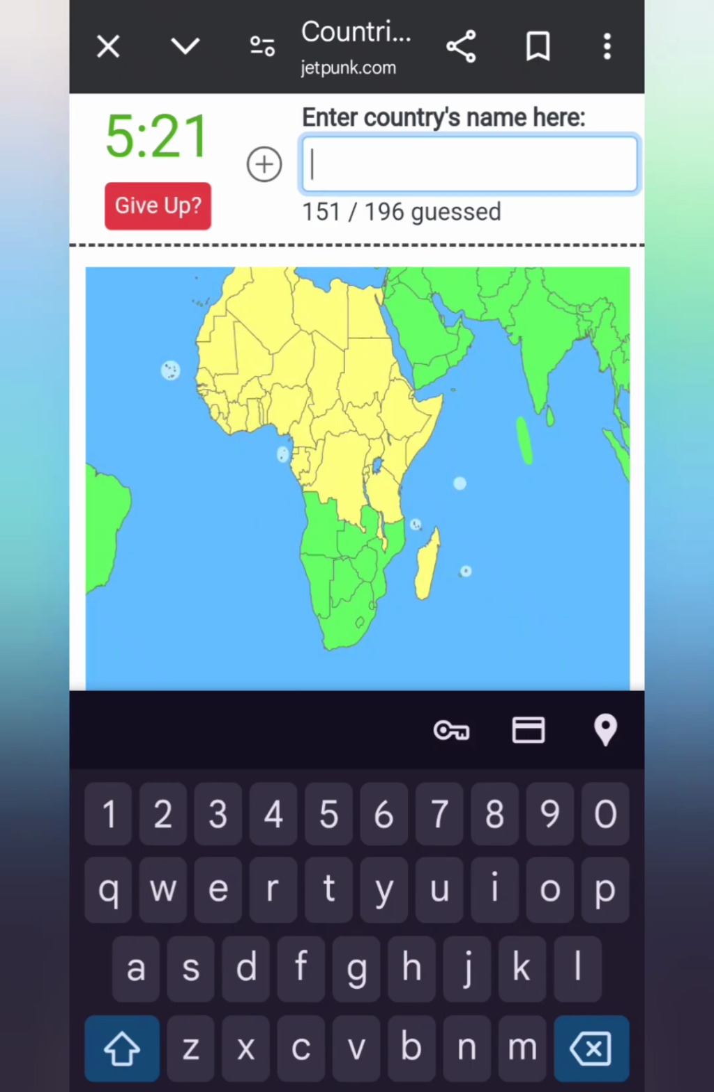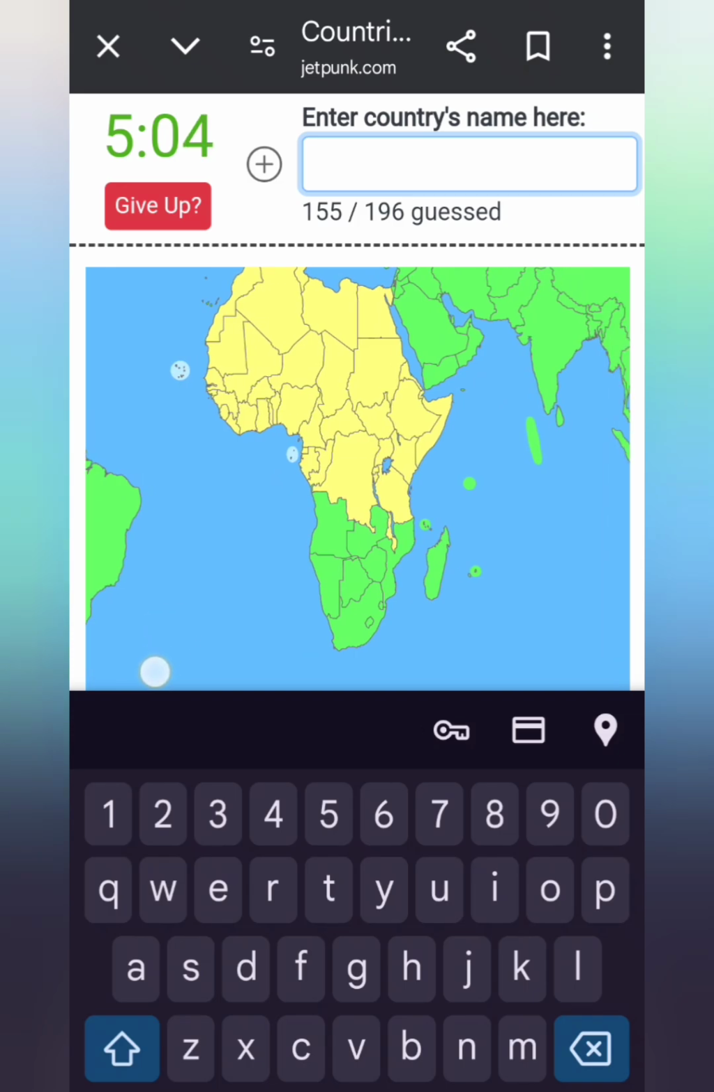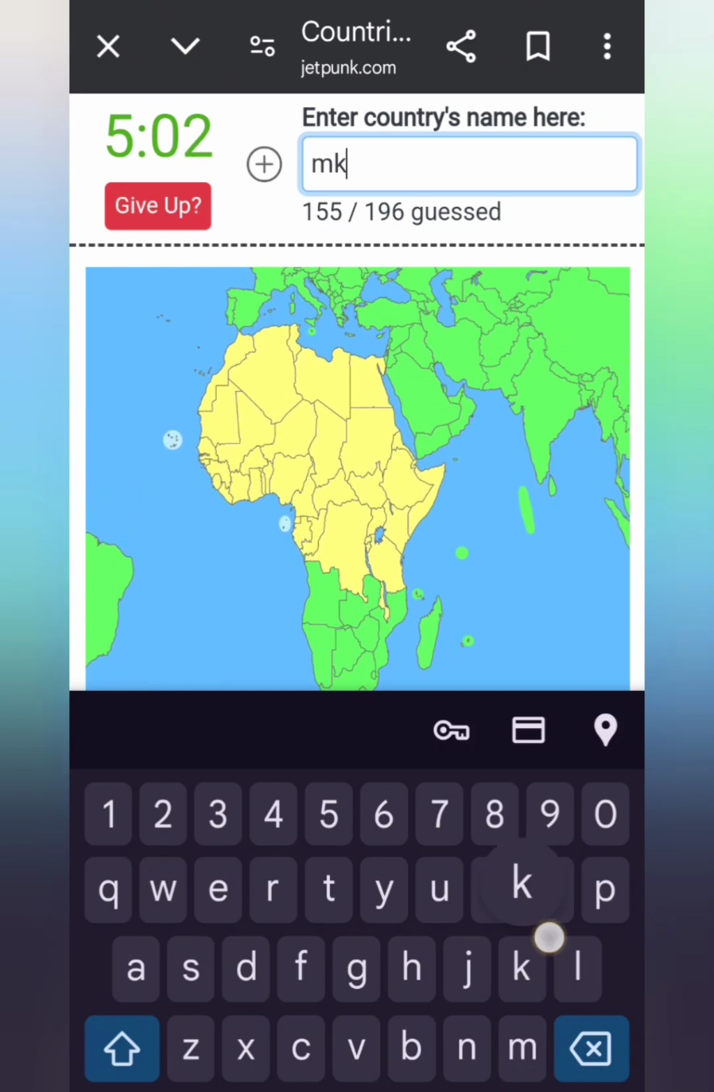So we should do some islands first. Like the island body, it's Madagascar. On its right side, it is Mauritius. Above it, it is Seychelles. On the left-hand side, it is Comoros. Now quickly shifting to the upper side of Africa, the left upper side, that tiny one is Morocco.